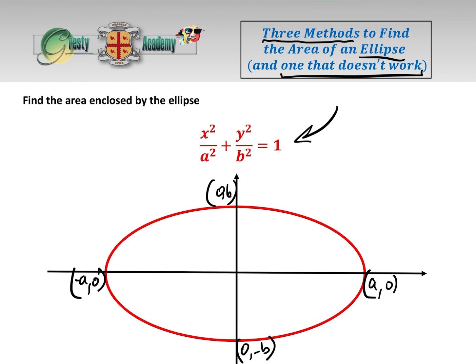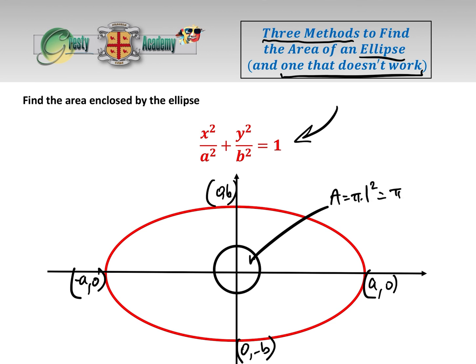And the first method we're going to do is actually very cute, I think. We're just going to take a unit circle. So let's draw our unit circle here, which is centered at the origin. As that has a radius of 1, its area is pi times 1 squared, which equals pi.